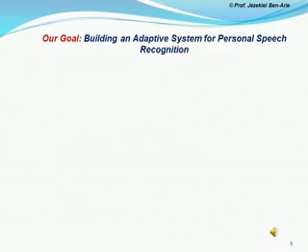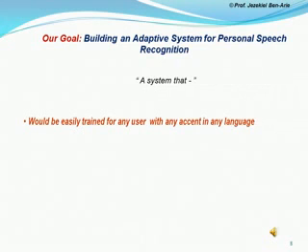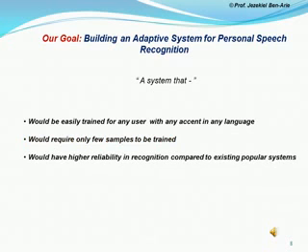Keeping all these problems in mind, we set our goal to build an adaptive system for personal speech recognition. We mean a system that would be easily trained for any user with any accent in any language. A system that would require only few samples to be trained. A system that also would have higher reliability in recognition compared to existing popular systems. And finally, the system should be faster.